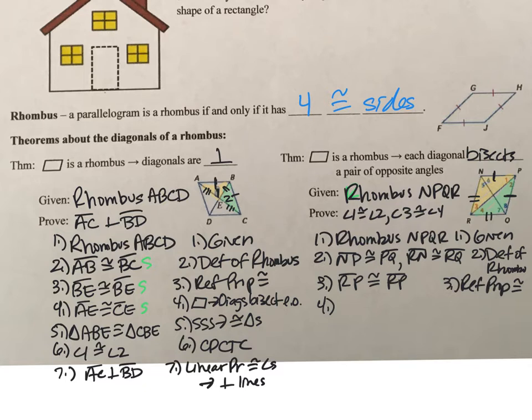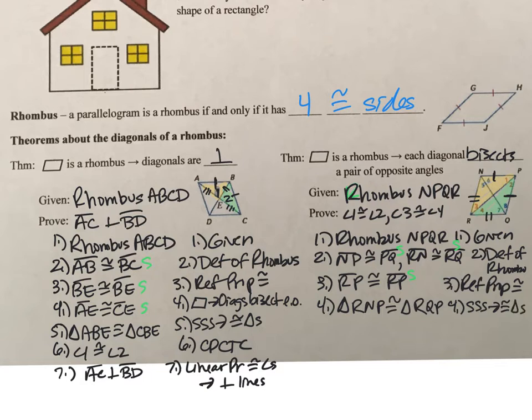Let's kind of keep track here. We have 1, 2, 3 pairs of sides congruent. So that's enough to conclude that we have congruent triangles. So we can say that triangle RNP, that is the yellow one, is congruent to triangle RQP, the green one. And the reason why is because side, side, side implies congruent triangles.